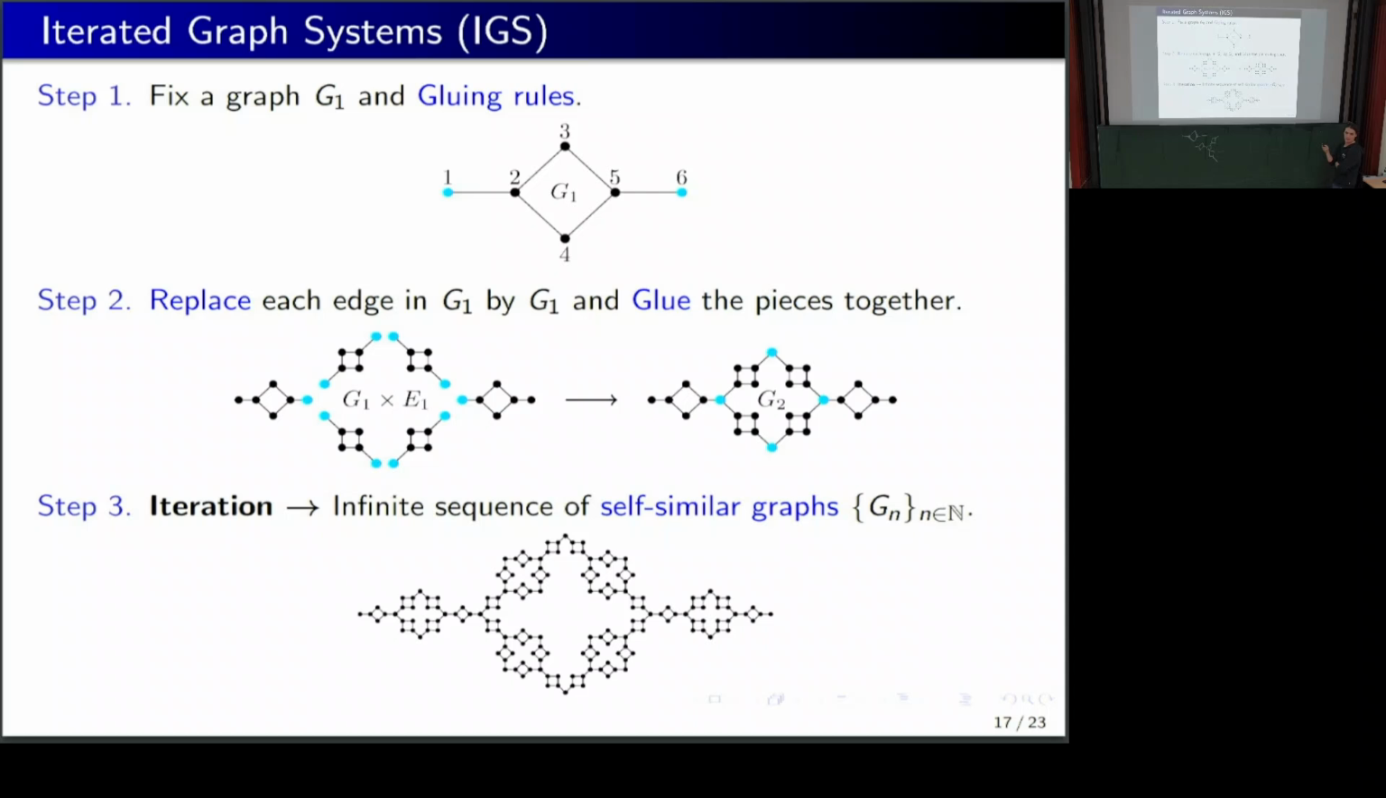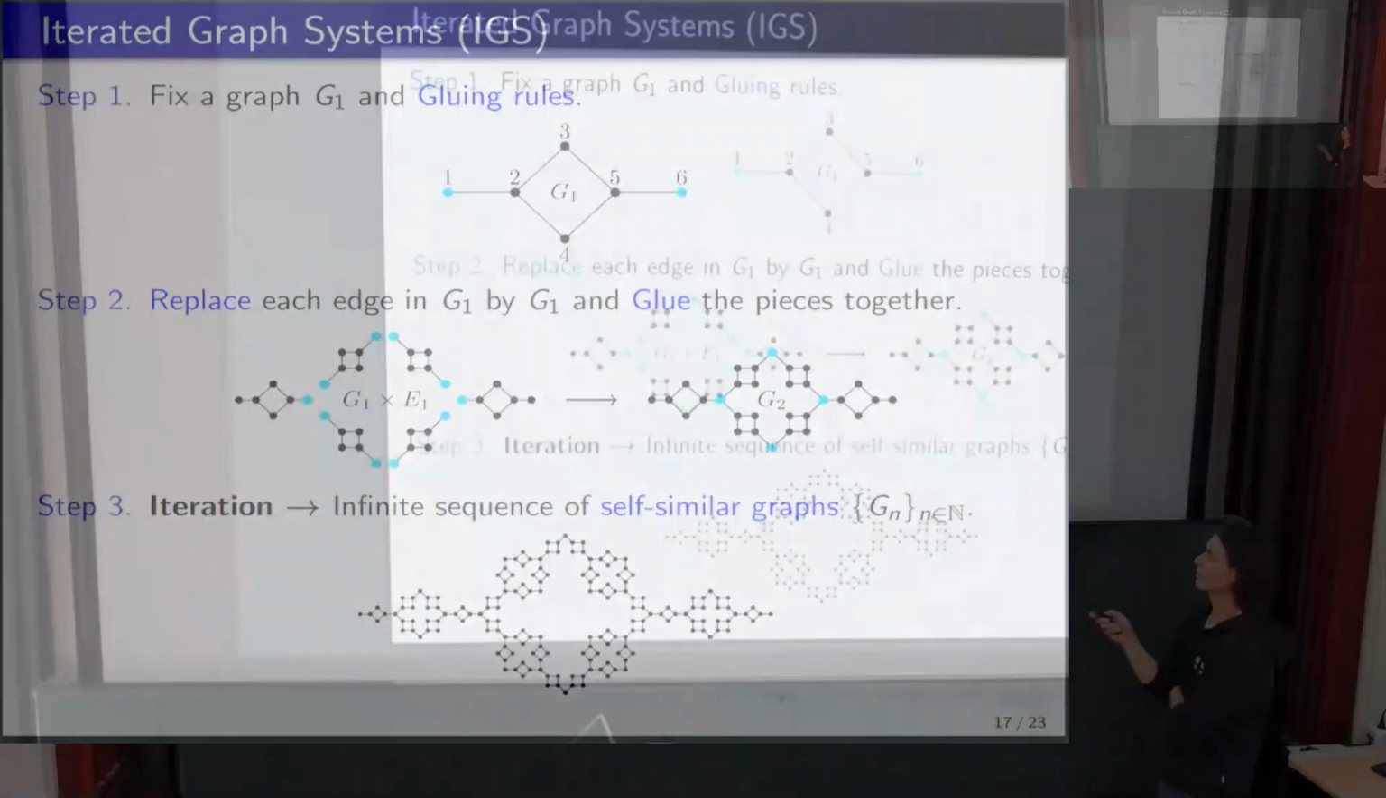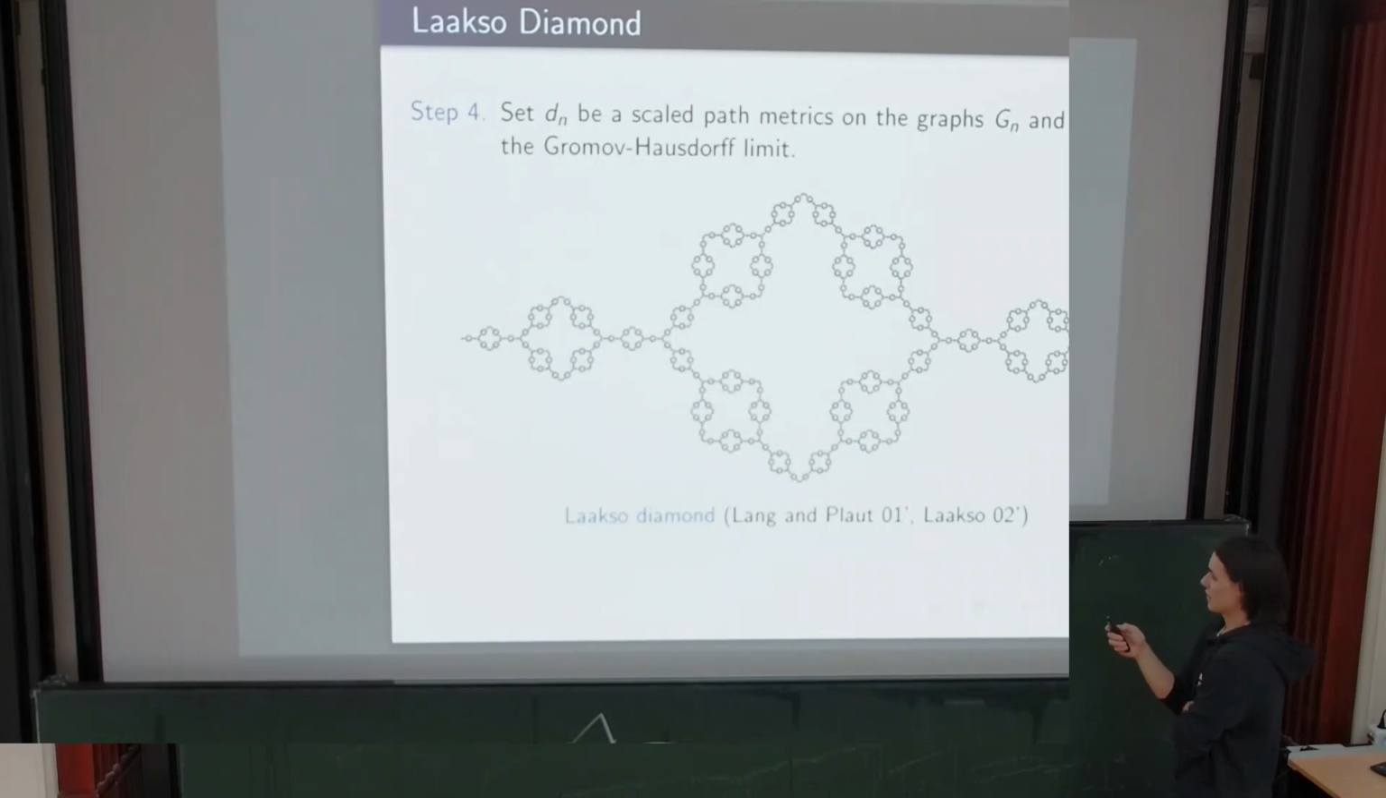Self-similar just means that the small graph appears. Yeah, so this is self-similar. Okay. And the last step to obtain a limit space is to take an appropriate Gromov-Hausdorff limit. So in this case, I scale my path metrics and I take the Gromov-Hausdorff limit.